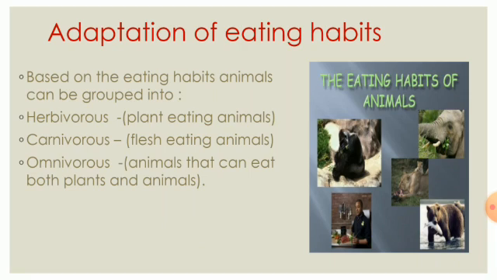Similarly, all the animals, birds, and living beings are classified into herbivorous, carnivorous, and omnivorous. Herbivorous is plant eating animals, that is pure vegetarian. Carnivorous or flesh eating animals that are purely non vegetarian. Omnivorous or animals that can eat both plants and animals. For example, human beings are omnivorous. We eat both the plants and flesh, that is meat, chicken, etc.